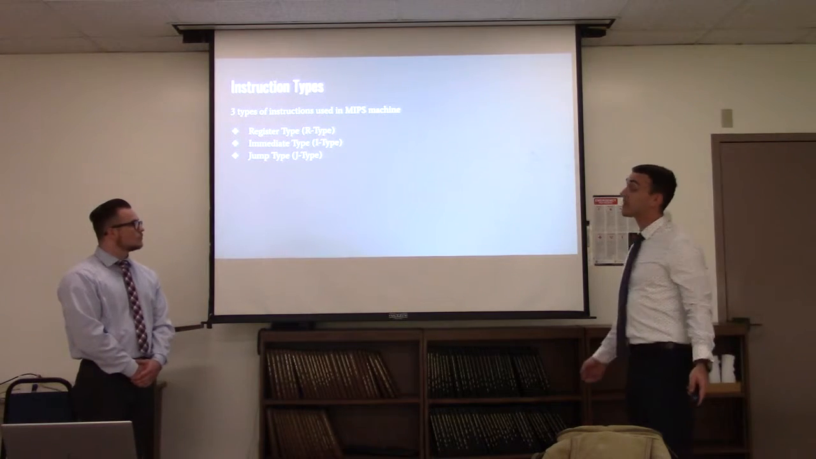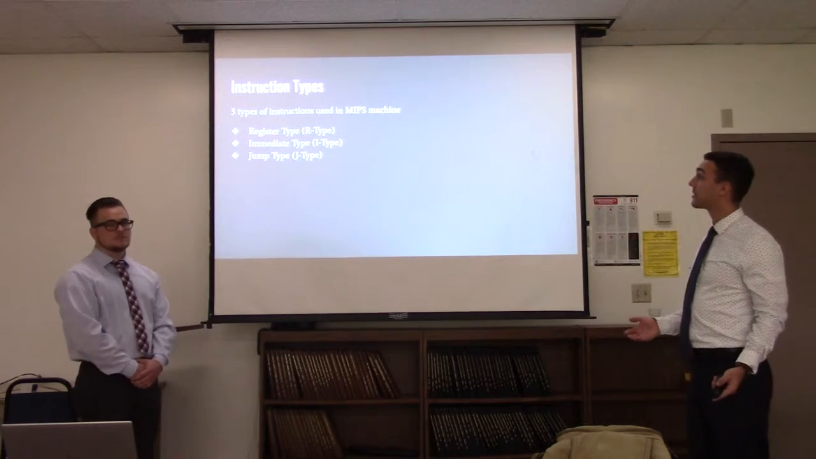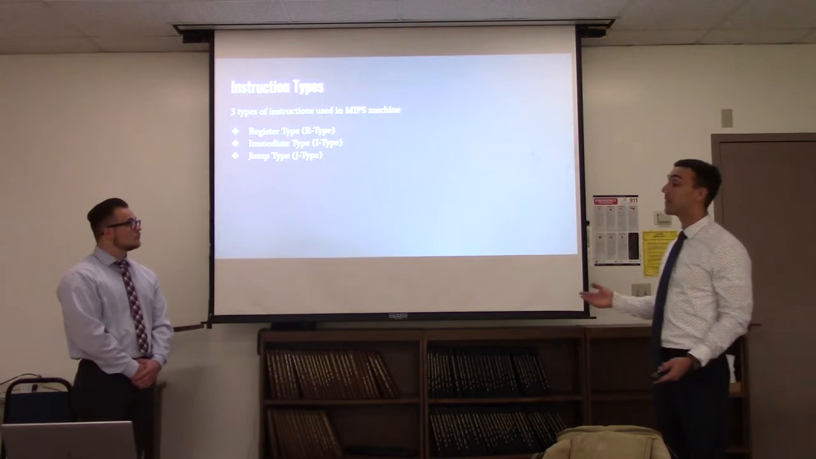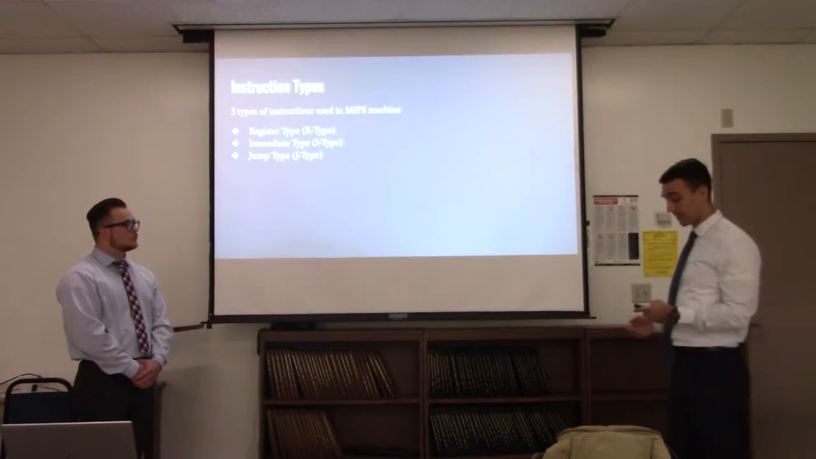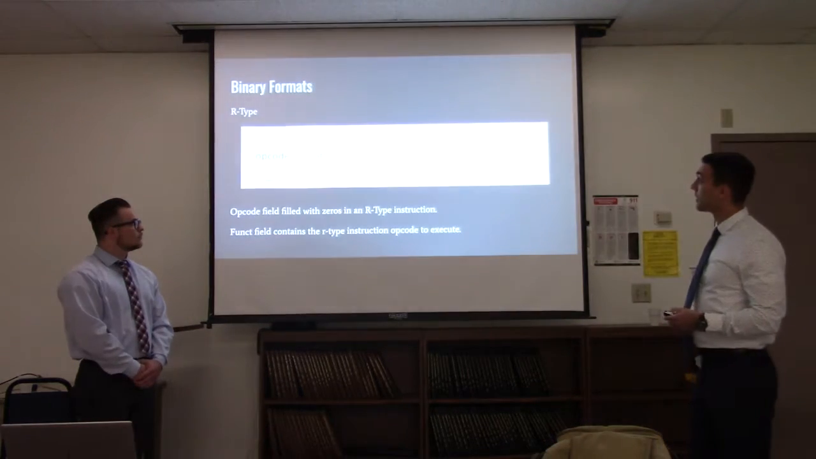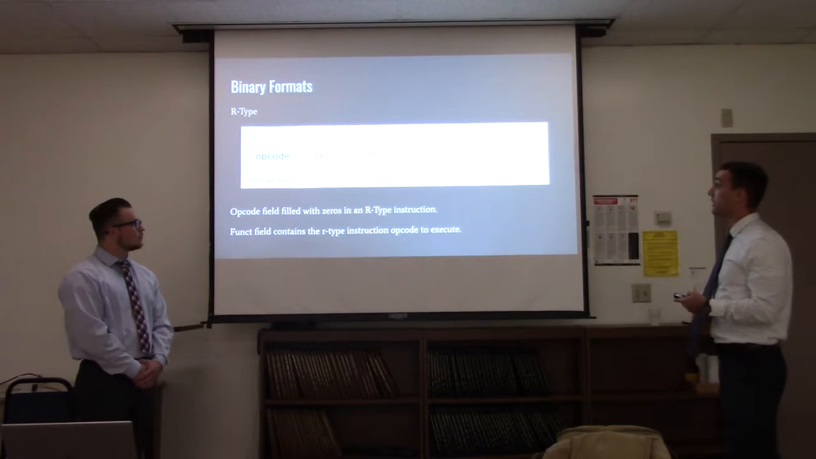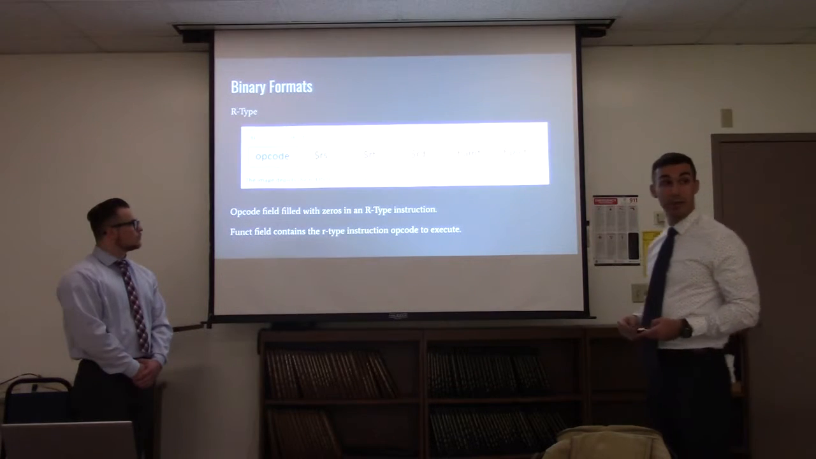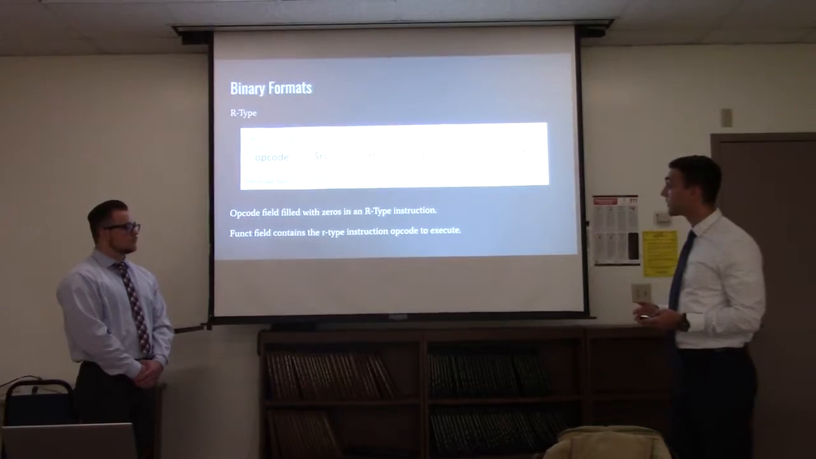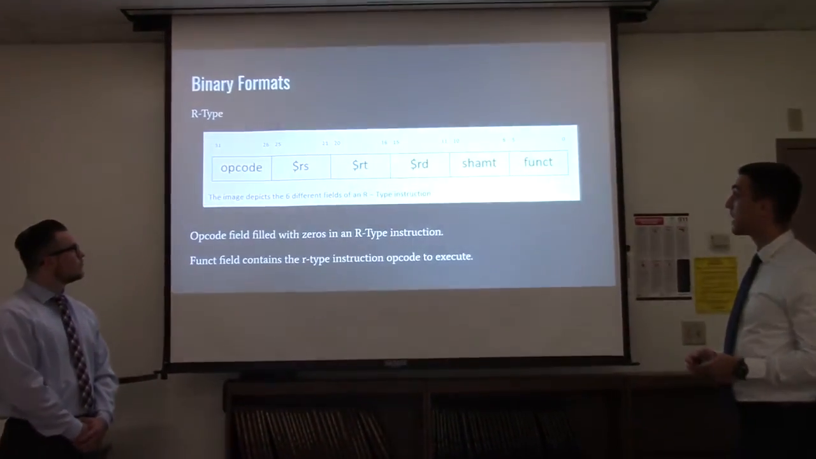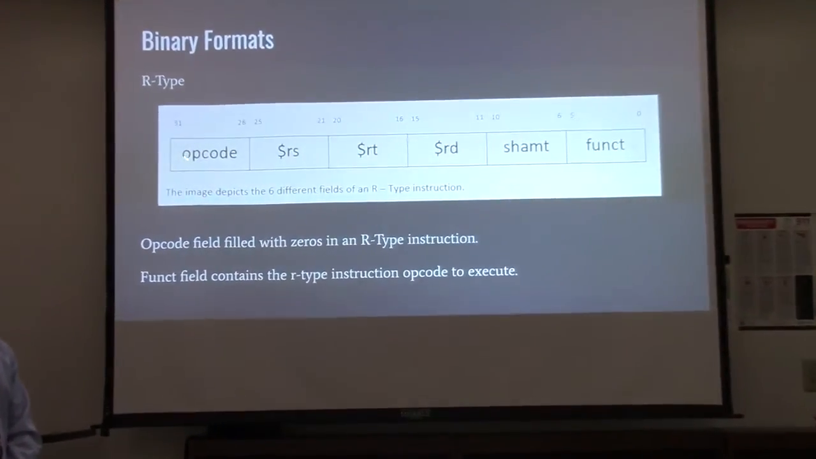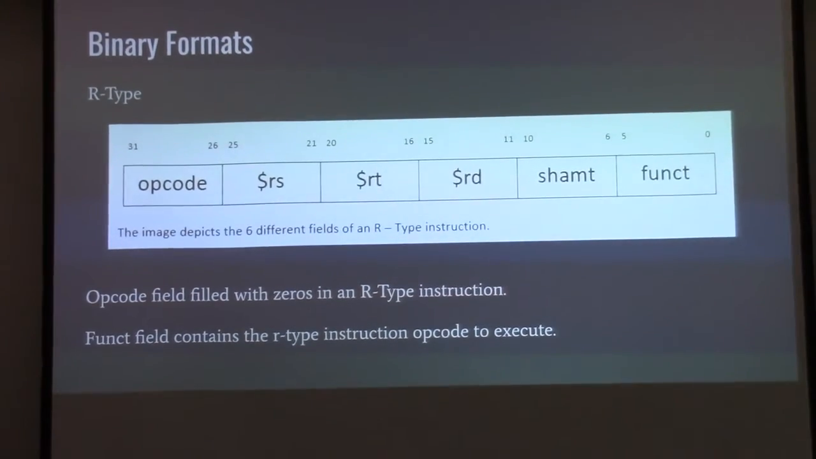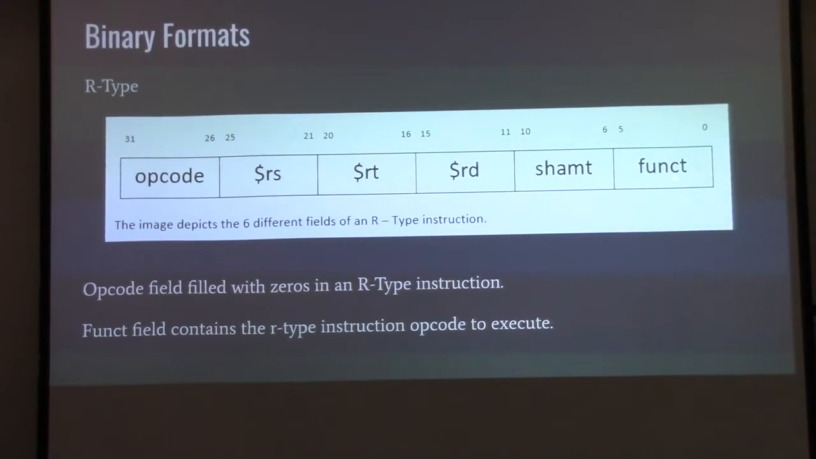All right, our instruction types. So there's 3 instruction types we use: register type, R type, immediate type, I type, and jump type, J type. So these are the binary formats for each of the following types. This is the R type, which is broken up into 6 separate fields. What's special about the R type, obviously, is the opcode field, 31 to 26, is all zeros. That's how you know it's an R type. So you go down to your function field to figure out what specific R type instruction you want to use.